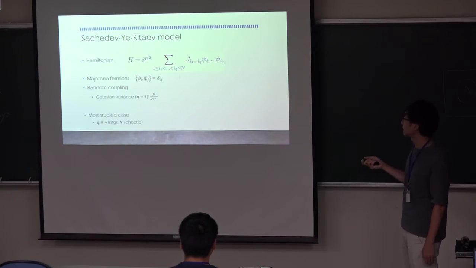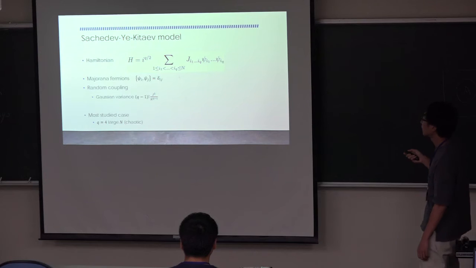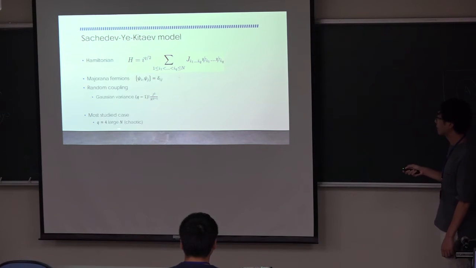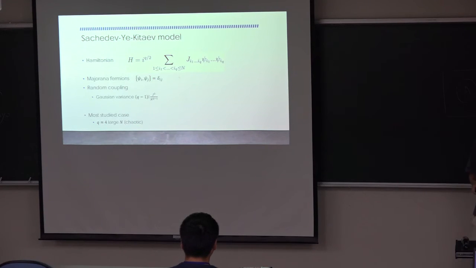And the most famous, most studied case of this generalized SYK model is q equal to 4, where four fermions are interacting. By doing analytical calculation at large N, or by a mean field approach, it can be shown that this SYK4 model is chaotic. And there has been a lot of study of the spectral form factor, or OTOC, of this particular SYK4 model.